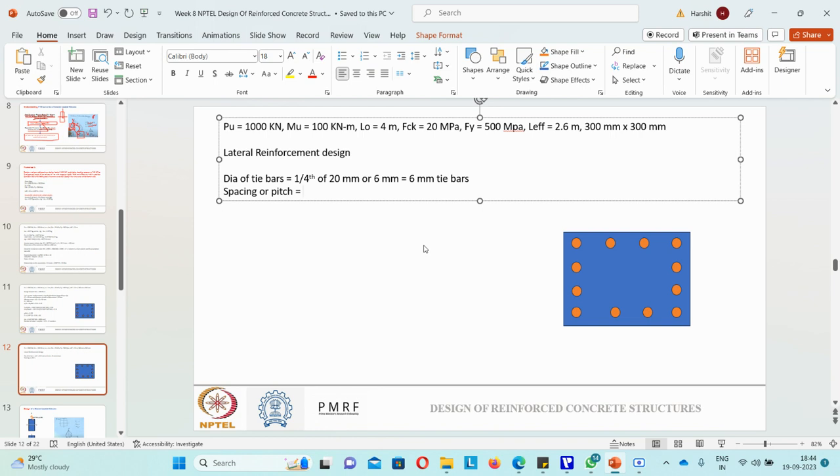So for spacing or pitch, I have three criteria. It should be at least 300, or 16 times the diameter of longitudinal rebar. So 16 into 20, 320, or lateral dimension of the column, which is 300. So my spacing will be 300. So I need to provide lateral ties all along this. So you can provide either along this side and this side also, or single along all the sides, and it should be 6 in diameter, and it should be at a spacing of 300 center to center. Okay, so I hope this thing is clear to everyone.